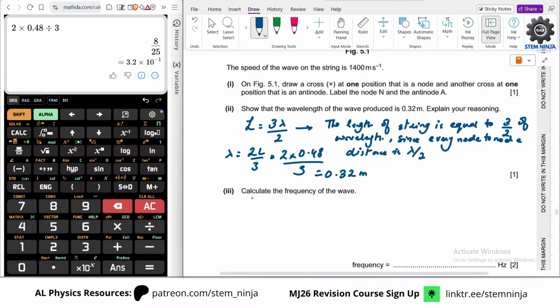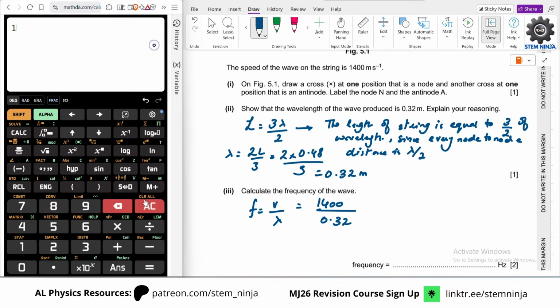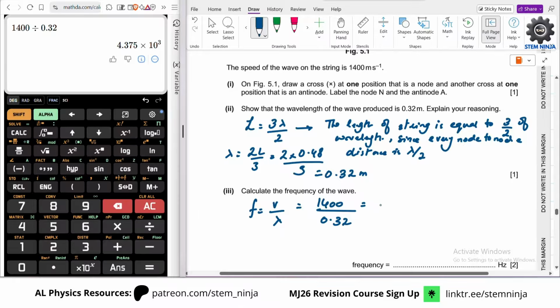Calculate the frequency of the wave. Now we can calculate the frequency. V is 1400, lambda is 0.32. So 1400 divided by 0.32 is 4.375 times 10 raised to power 3. So basically 4400.